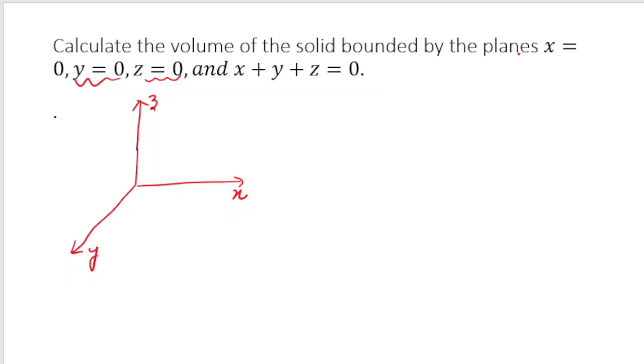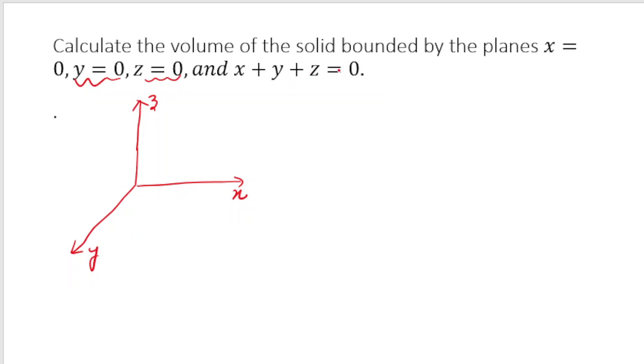So basically, what is the plane x is equal to 0? The plane x is equal to 0 is the yz plane. Can you see this? This plane, the yz plane. And what is the plane y is equal to 0? That is the xz plane. And what is the plane z is equal to 0? That is the xy plane. I hope you can visualize this.